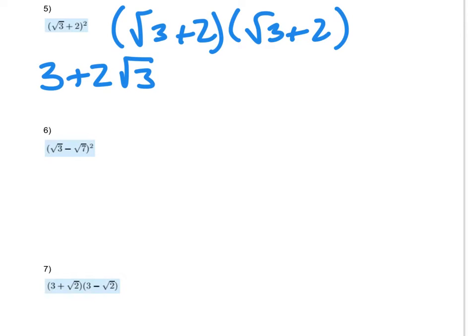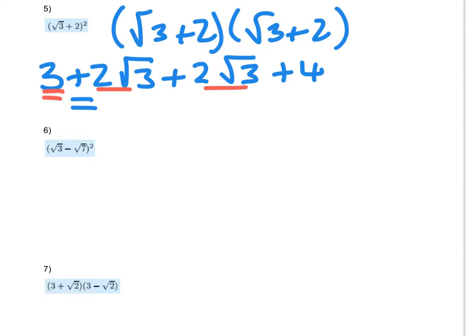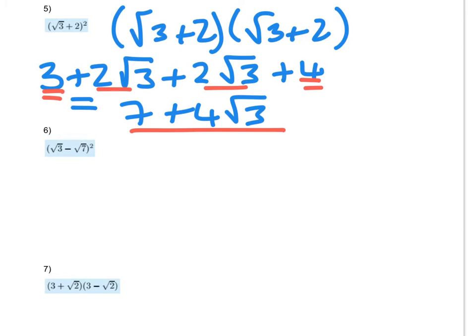So we're FOILing again. Then we have 2 by root 3 and 2 by 2, which is 4. And now tidy it up. The like terms, these two, so it gives you 4 root 3. And these two, 7. So it's 7 plus 4 root 3. And that's our answer. All right?